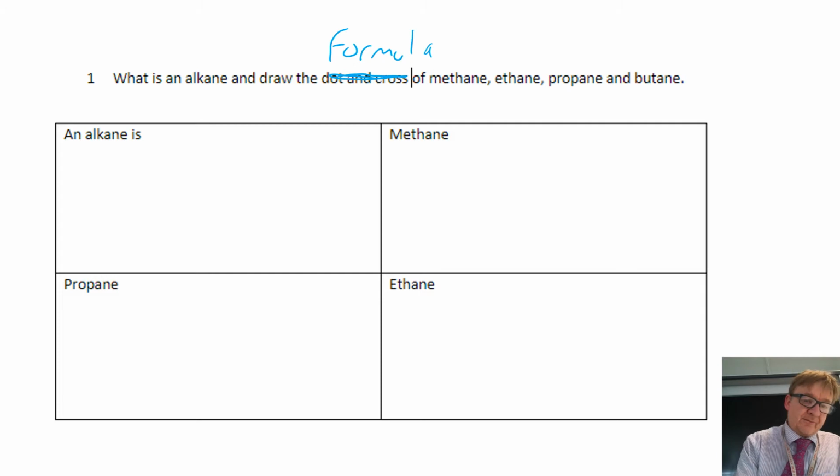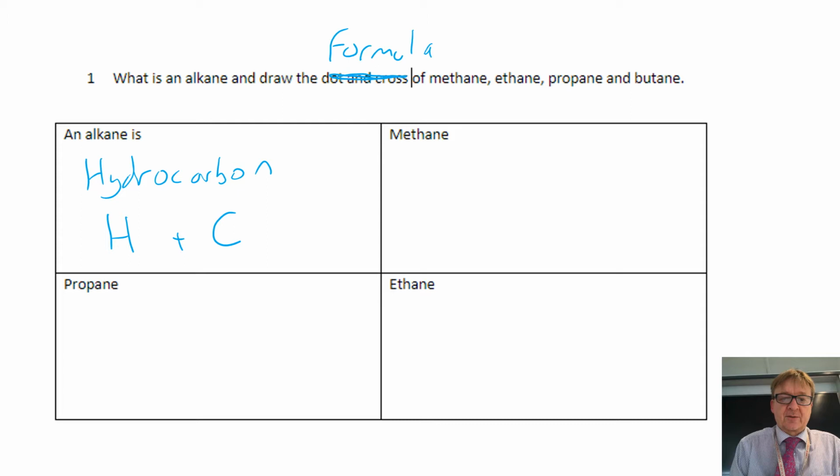What is an alkane? An alkane is a hydrocarbon, and it's just got hydrogen and carbon in it, nothing else. Methane has got one carbon. Each one of those little lines there is a hydrogen, because carbon always has 4 hydrogen bonds, or 4 bonds, right? So methane is CH4.